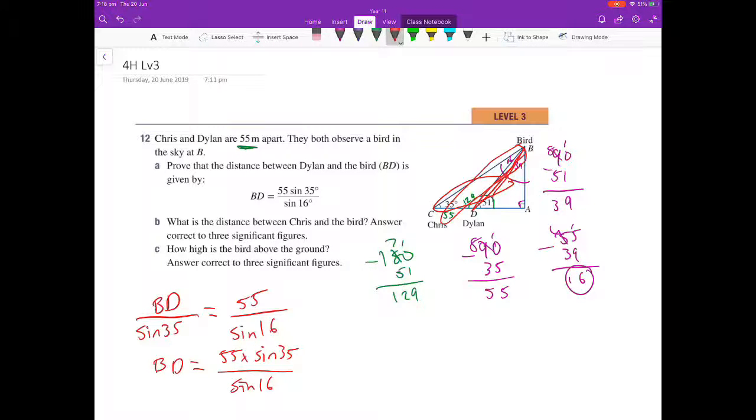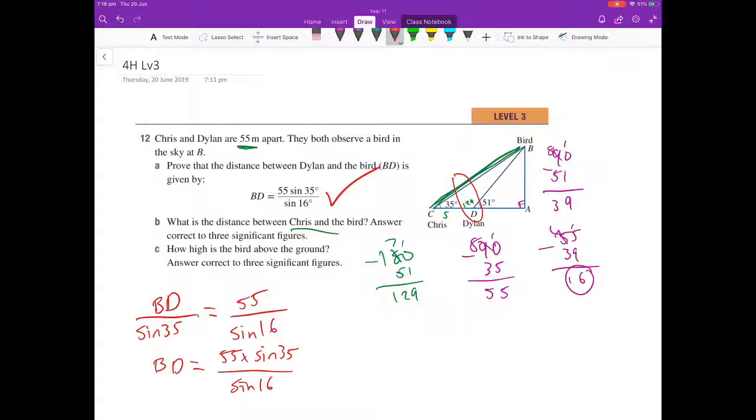Question A done. B, distance between Chris and the bird. So Chris and the bird, let's just clear up some space here because we've got a lot of drawing all over that triangle. Okay, angles might be useful. Let's chuck the bits back on that we might need. We want this side here. So we're going to need that 16 up the top probably. We're going to need that 55 down the bottom. But we're also going to need that third side that we found, that 129, because it's the one that is opposite the side that we now want.